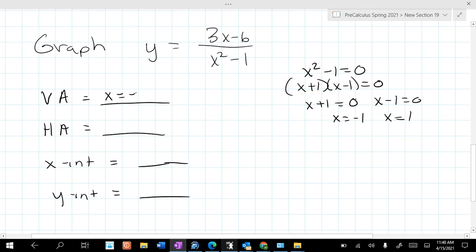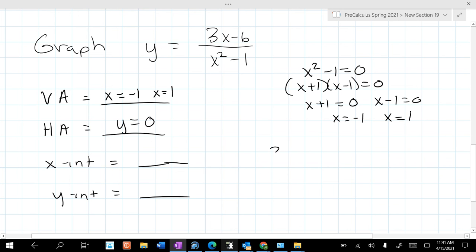Now, when you write your answers in here, you need x equals on there. I'll take points off because it's a line, so it needs an equation. It's not just a number. It's a line. Horizontal asymptote: y equals 0 because the denominator has a higher power than the numerator.